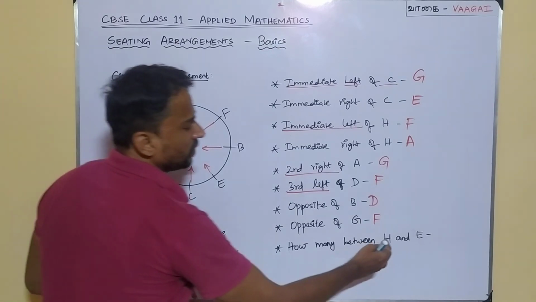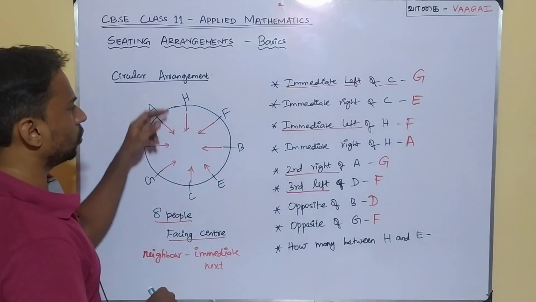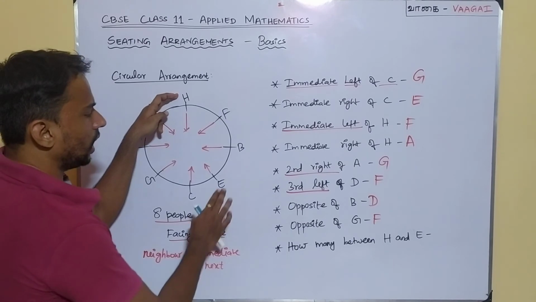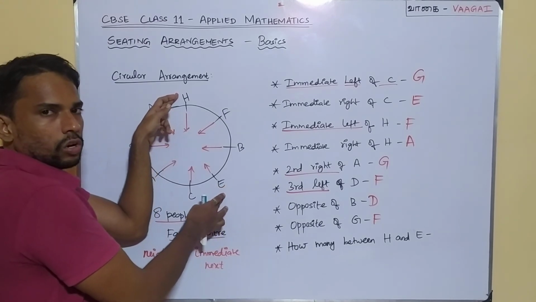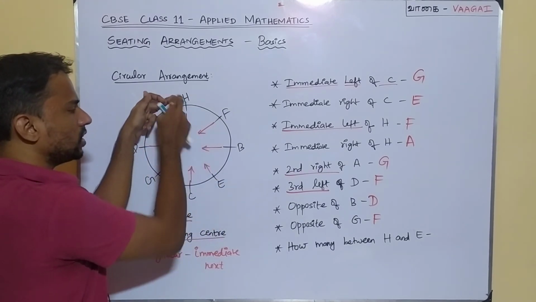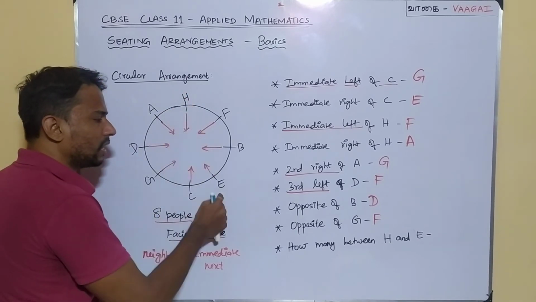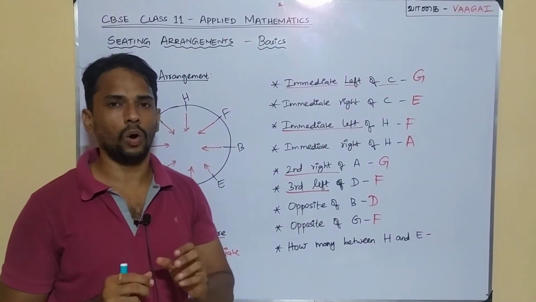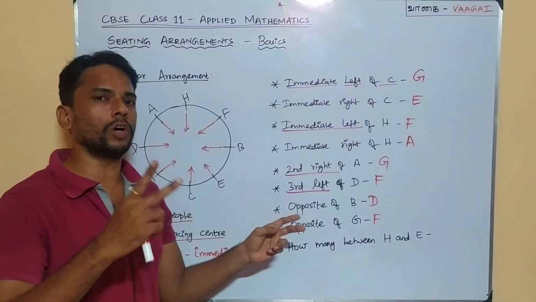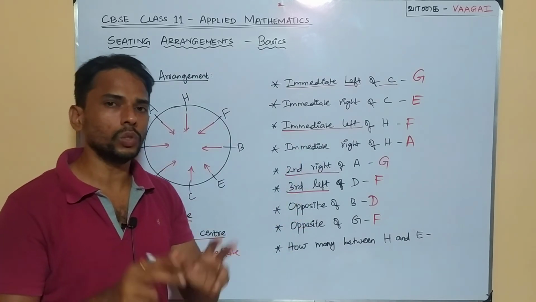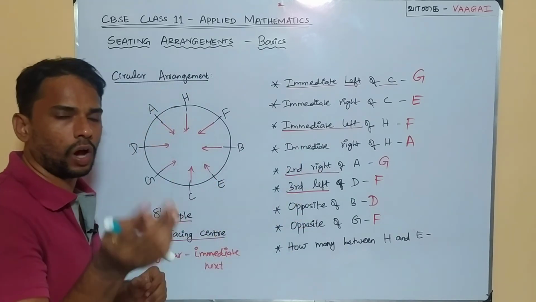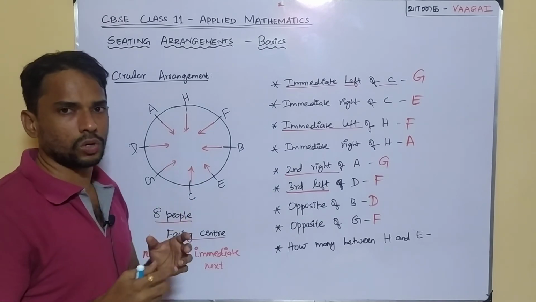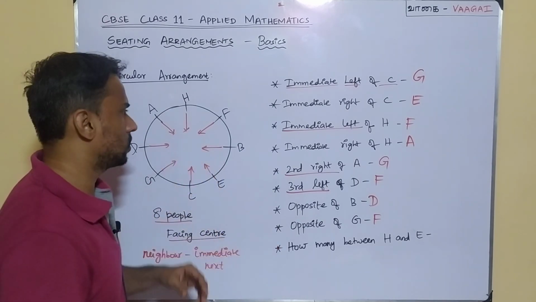How many are between H and E? That means we have to look at H's position and E's position. So how many people are seated between H and E? Now you can give two possible answers for this question. You may wonder how it is. It's simple for us to understand if we just think logically.